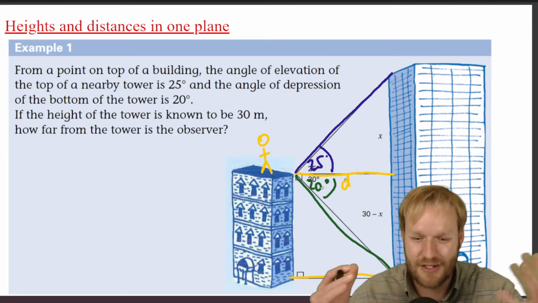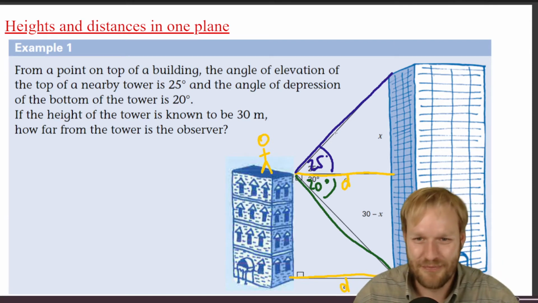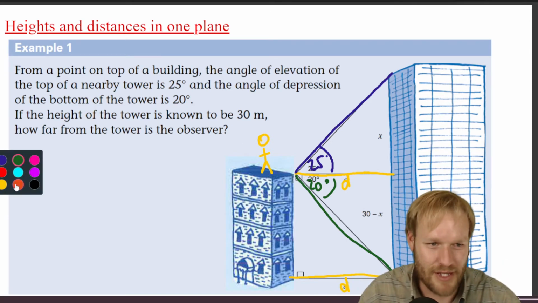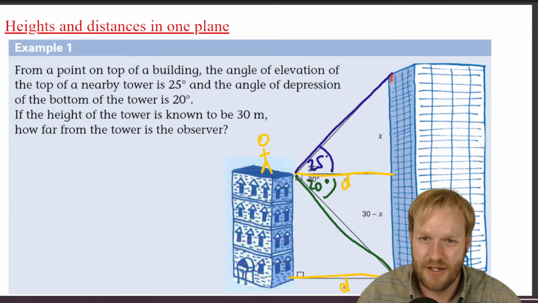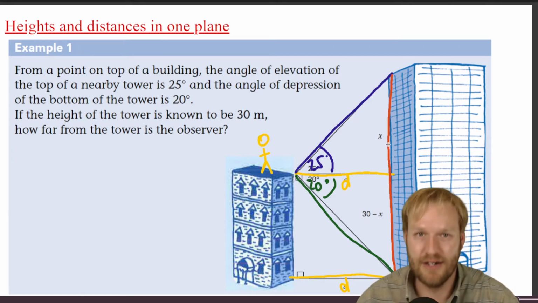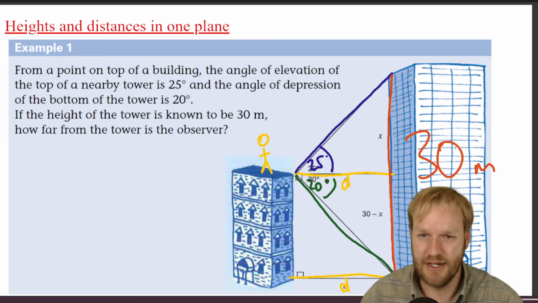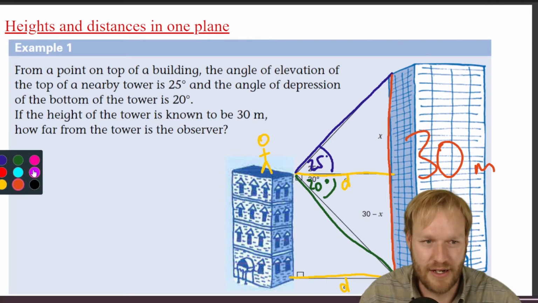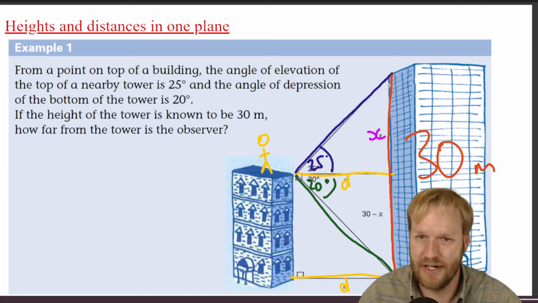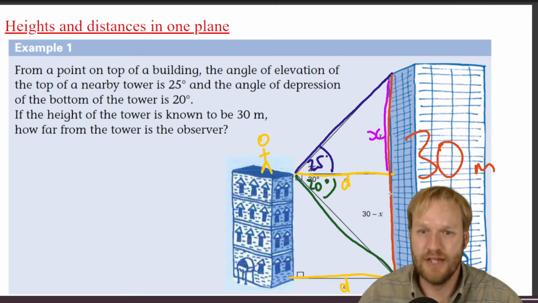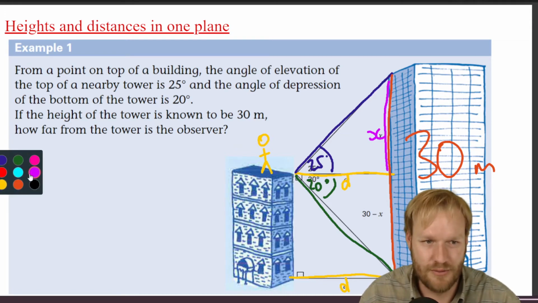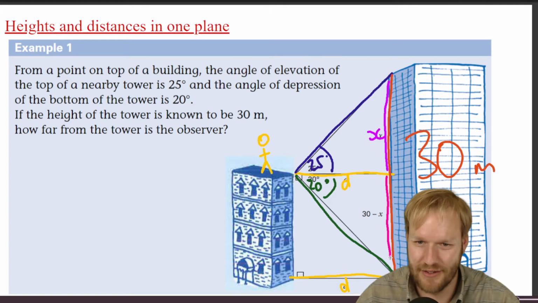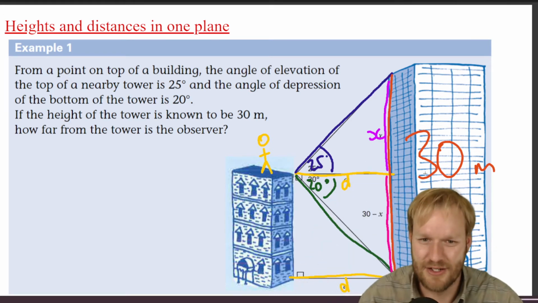So you've oriented yourself to what's happening in the picture, and we're given some distances. We're told that this tower is 30 meters high. So if we let this side of our triangle be x, then the side of this other triangle over here is 30 minus x, because the whole thing is 30.